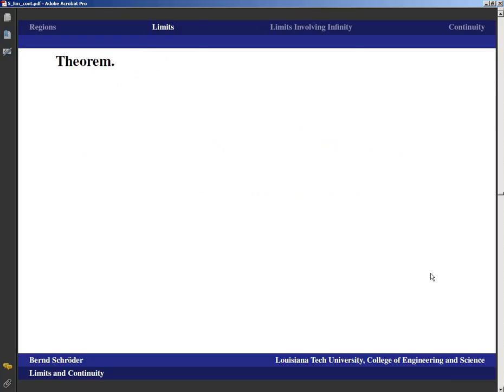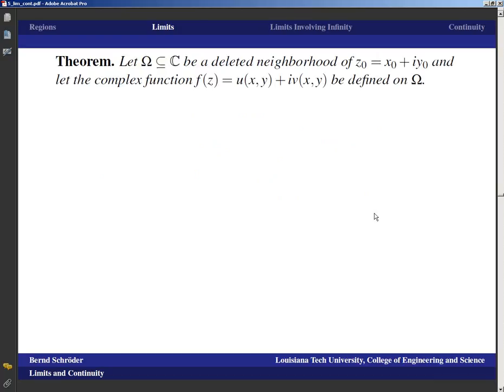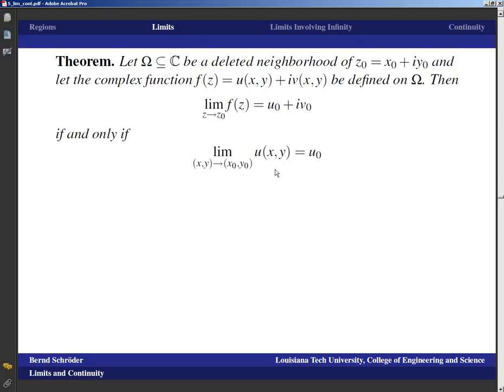Okay, now we've got some theorems about limits, and these theorems are supposed to help us in, of course, computing limits. So let omega be a deleted neighborhood of z0, which is again x0 plus i y0, and take the complex function f equals u plus iv, defined on omega. Then the limit of f is u0 plus i v0, if and only if the limit as (x,y) goes to (x0,y0) of u is u0, and the limit of v as (x,y) goes to (x0,y0) is v0.